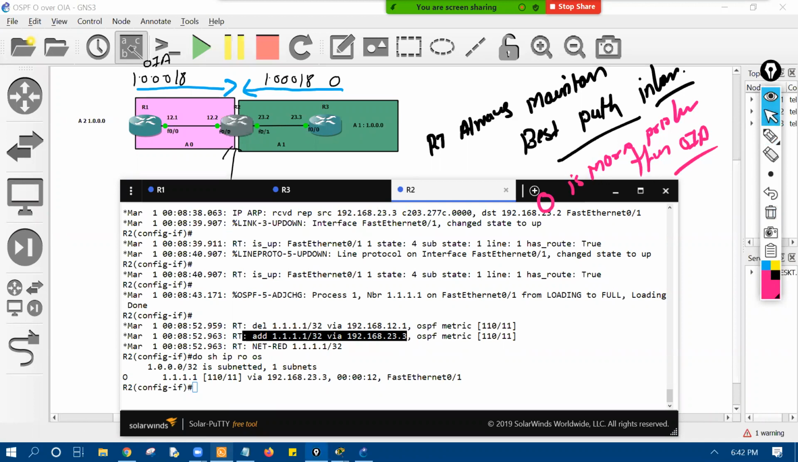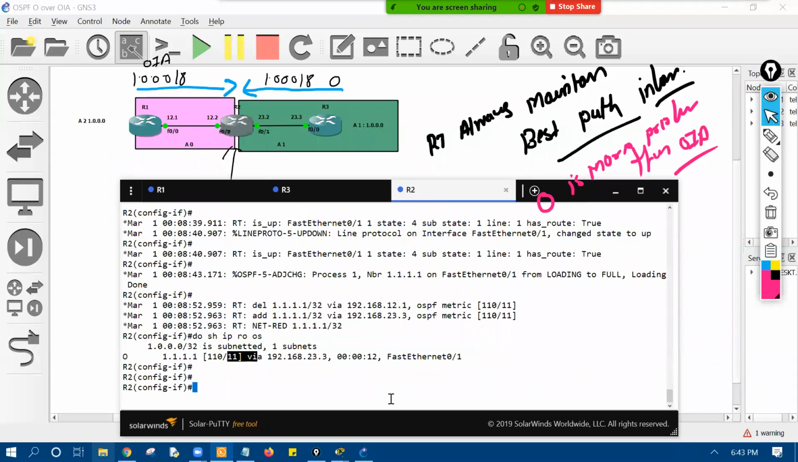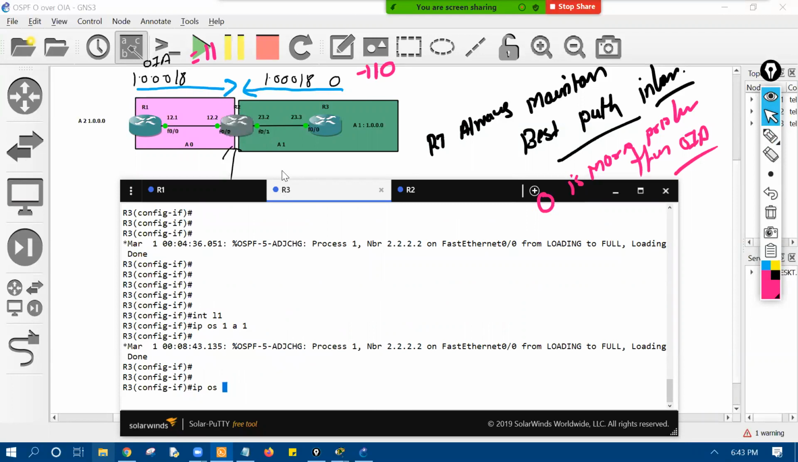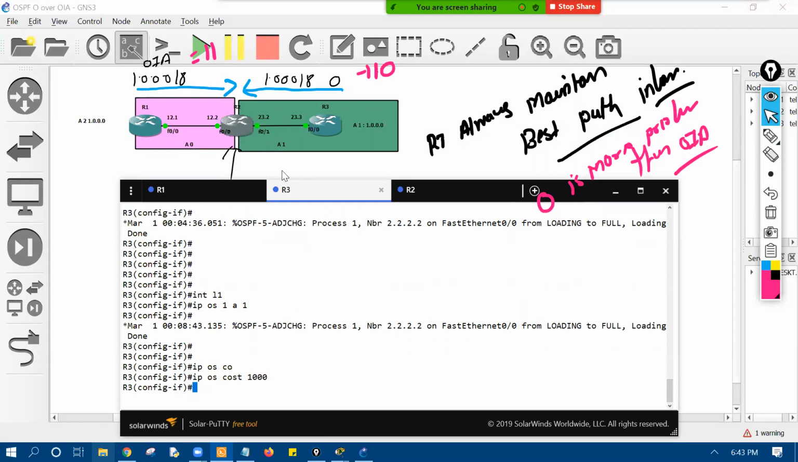So maybe you have a question: what about the cost? The cost matters there. So let's modify the cost on R1 and R2, right? Right now the cost advertised is 11 for this one and 11 for that one. So let's increase the cost, let's make it 100, 110 cost. Go to R3, IP OSPF cost, make it 100, 1000. Now R3 is advertising a cost of 1000 plus.